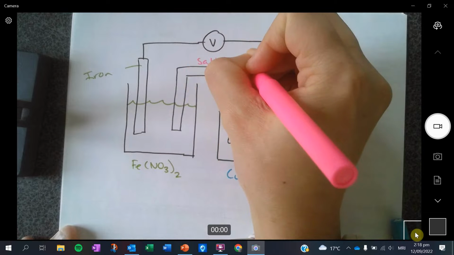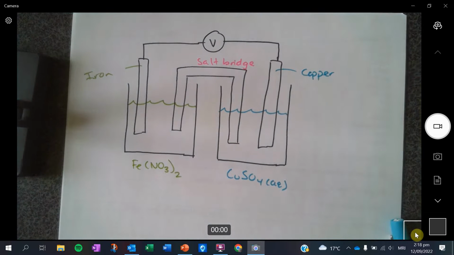Remember that the salt bridge is just to allow for ions to move, so that we complete our circuit. So that's the general format. I won't go through it in a lot of detail because I'm mindful that you guys have already done this. And the important thing that I want to show you guys is the standard cell diagram.